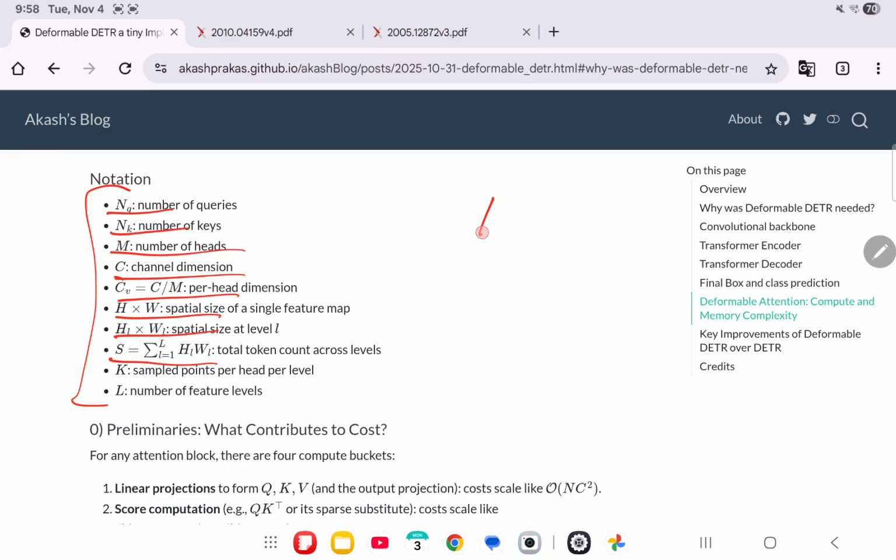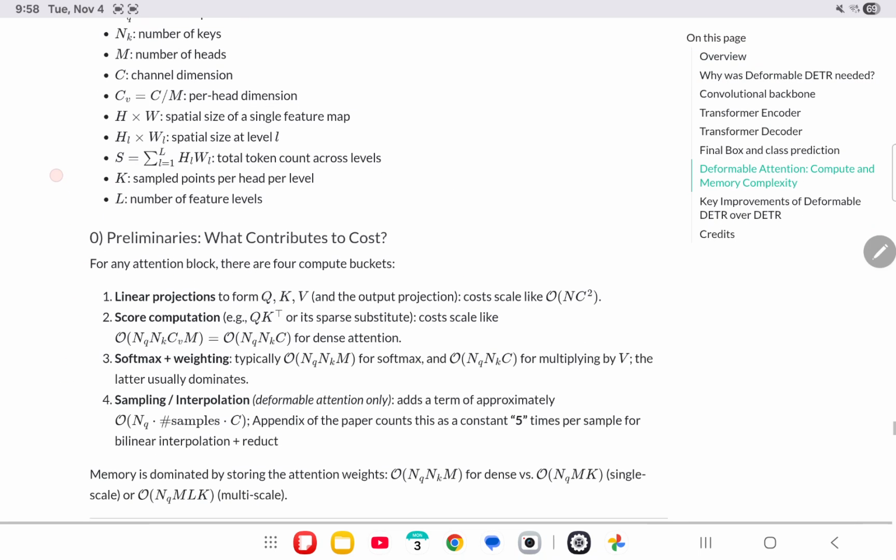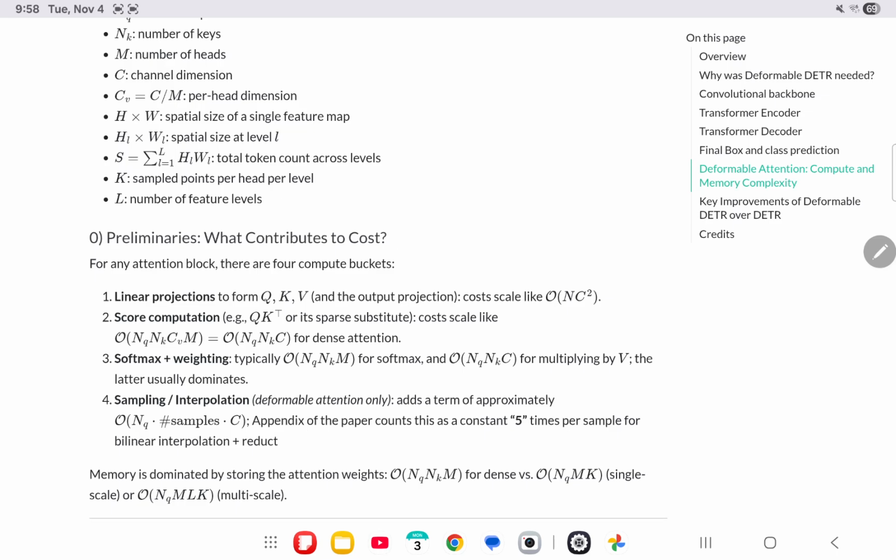S is the summation of all the feature maps across different levels, so if you have different features, say h1, h2, h3, S is their sum. K is the number of points we sample across each level, and L is the number of levels we have. So the first one is N C squared for the projection matrix.